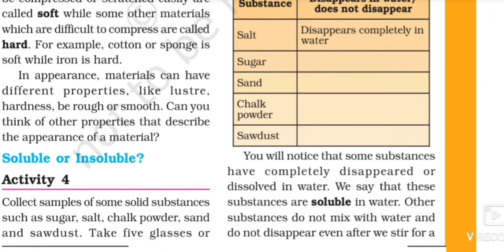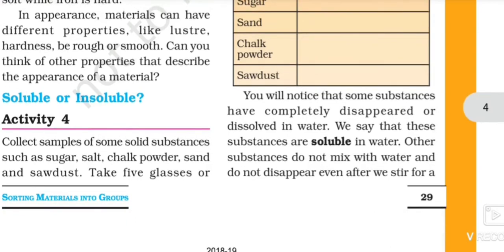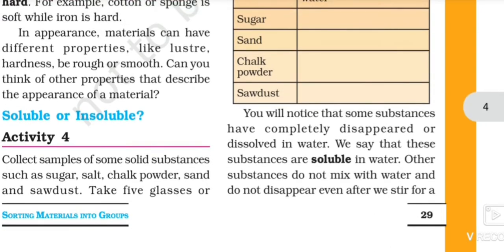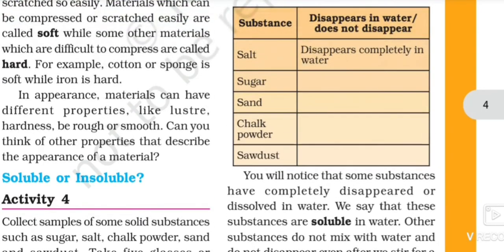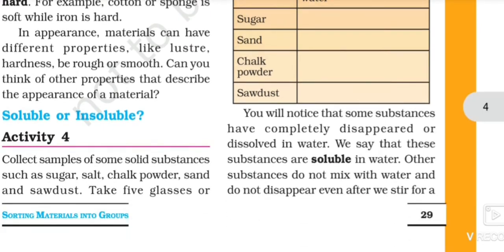From this experiment, what did you understand? You will observe that salt and sugar completely disappear in water, whereas sand, chalk powder and sawdust do not disappear, which means they do not dissolve in water. So you will classify from these 5 objects that salt and sugar are soluble in water, whereas sand, chalk powder and sawdust are insoluble in water.